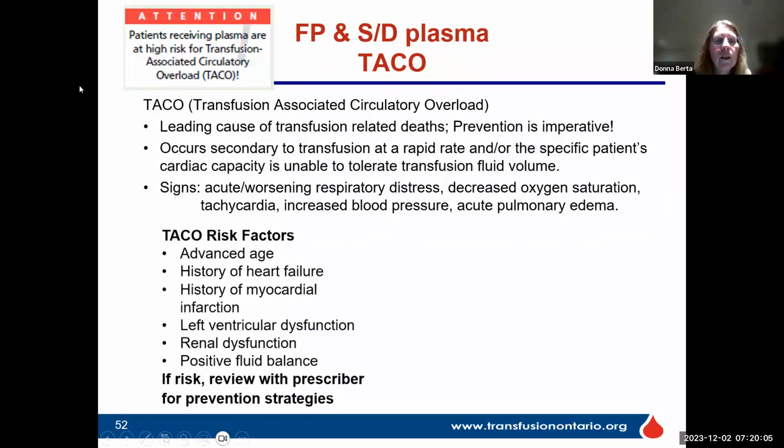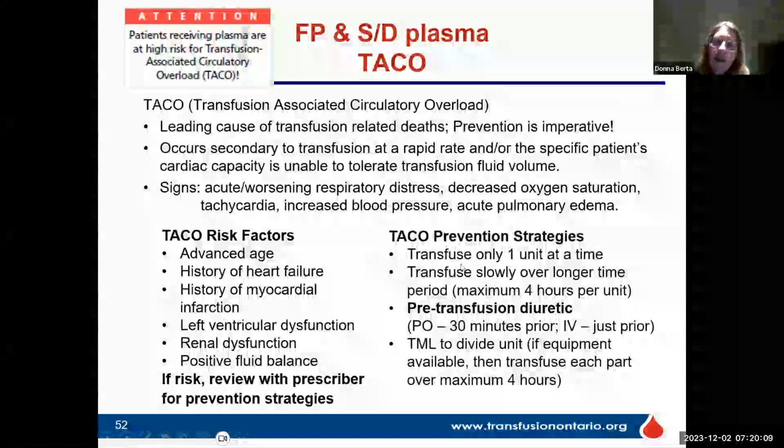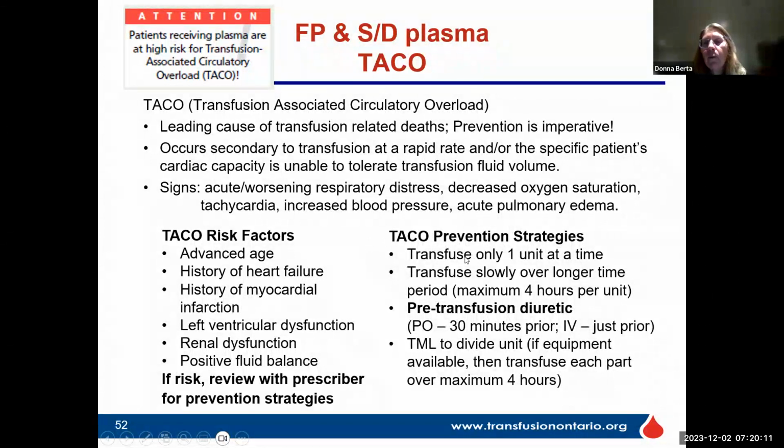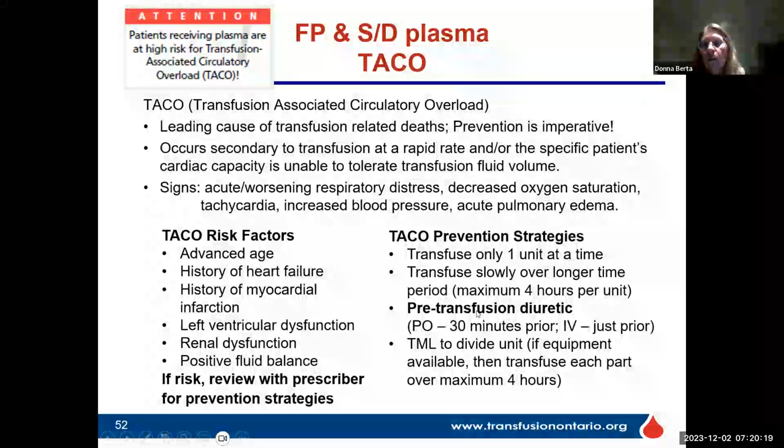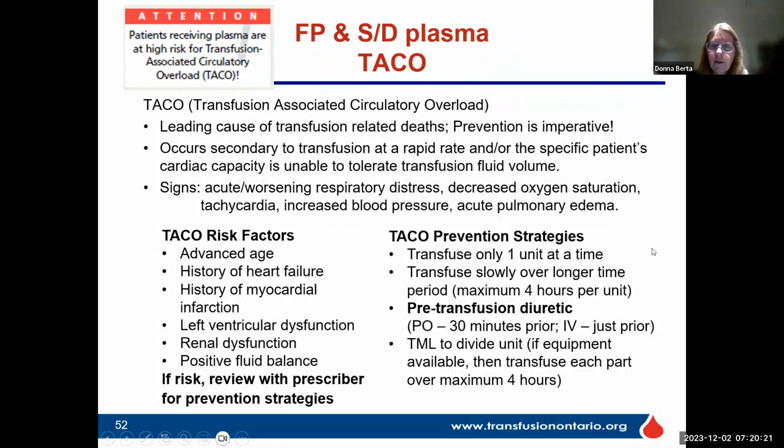So we do want to look at our patient to see if there's any additional TACO risk factors. And TACO prevention strategies, unlike red cells where you can transfuse only 1 unit at a time, that's not feasible for plasma, that's not the right dose. So you do have to try and transfuse it a bit slower or give pre-transfusion diuretics if it's not an acutely bleeding patient. If you've got a bleeding patient, then TACO is not likely as such a concern. But in someone who's not bleeding, we do have to watch for that.